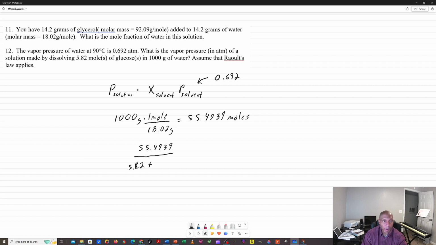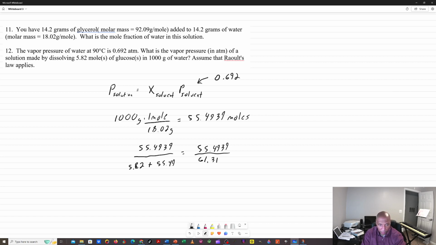I have no idea which of these zeros are significant. I'm assuming all 3 of them are significant, so this is good to 4 significant digits. So I'm going to go ahead and put 55.49 right here. Okay, so let's see what I have. I have 55.4939 divided by 55.49 plus 5.82. That's going to be 61.31. So this number is good to 2 digits to the right of the decimal point.